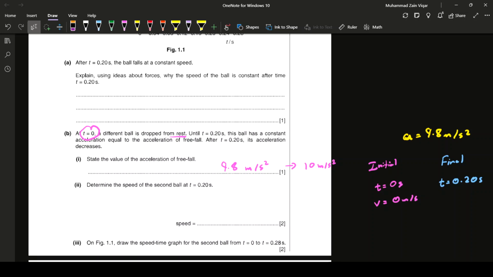At this point the acceleration of the ball starts to decrease from 9.8. Okay, so now when it comes to the second part of part B, determine the speed of the second ball at time t equals 0.20 seconds.